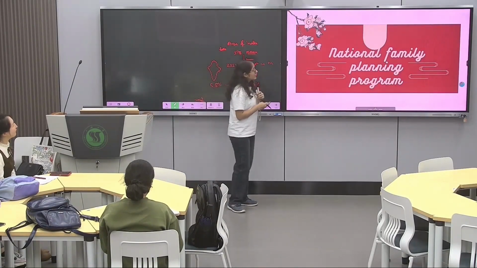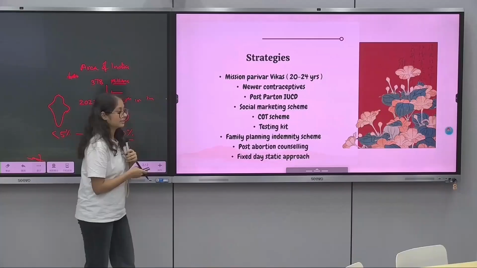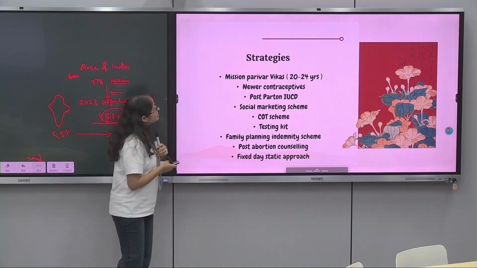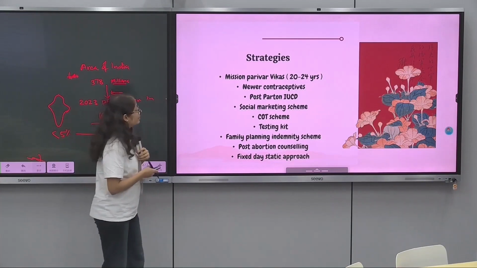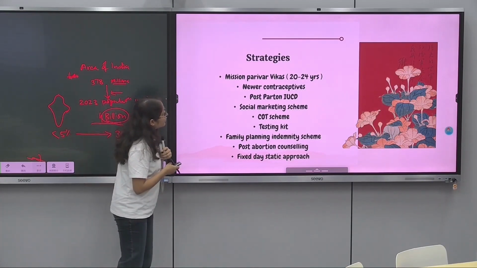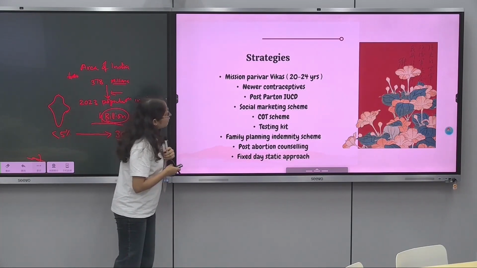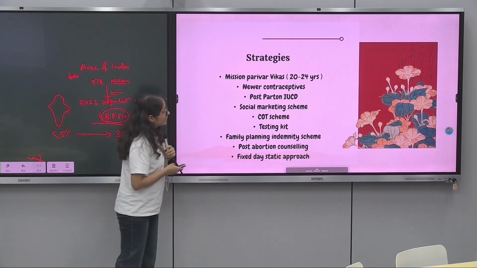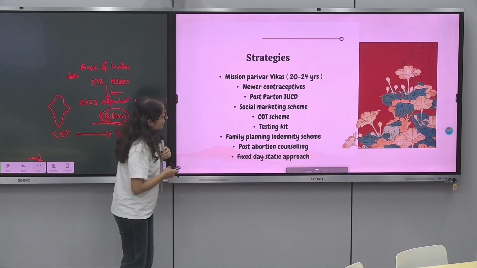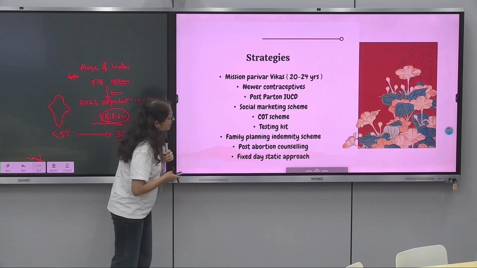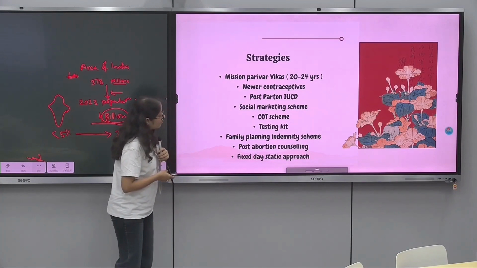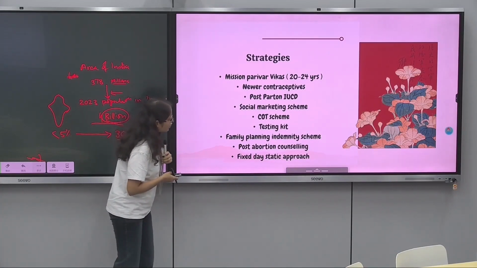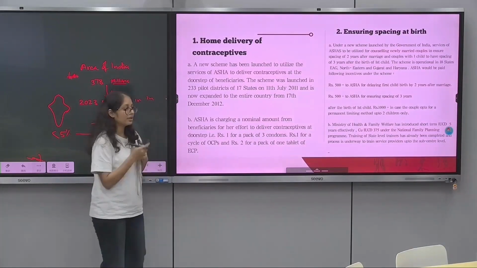This is the National Family Planning Program, and in this there are a lot of strategies, like 7 to 8 strategies. First is Mission Parivar Vikas, that is for 20 to 24 years of people. Next are post-partum contraceptives, postpartum IUCDs, social marketing schemes, COT scheme, testing kits, family planning indemnity scheme, post-abortion counseling, and fixed day static approach. We will see this in detail one by one.